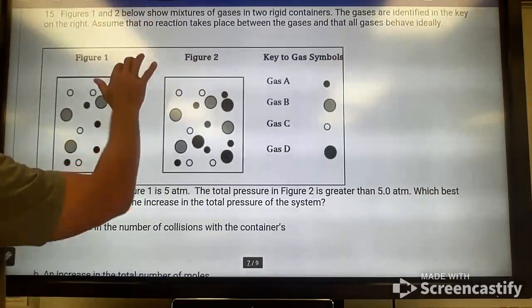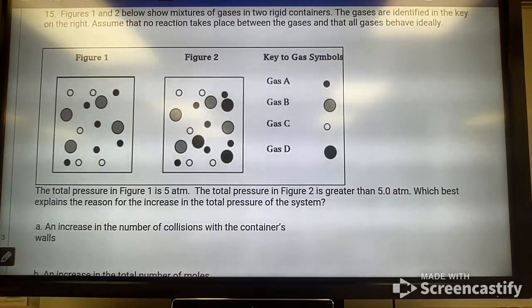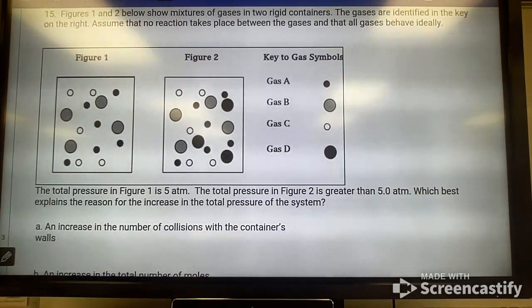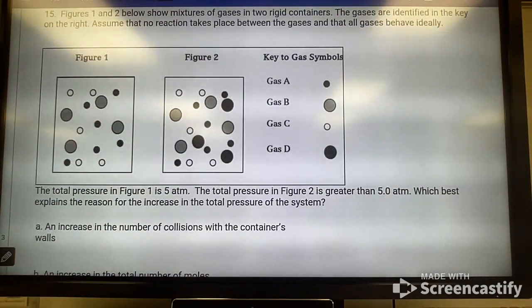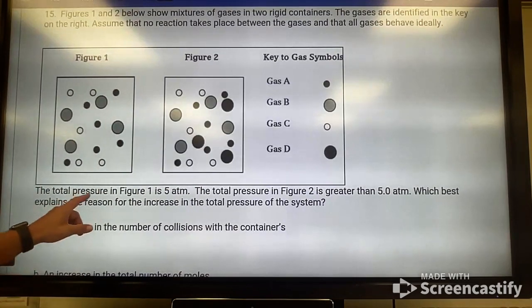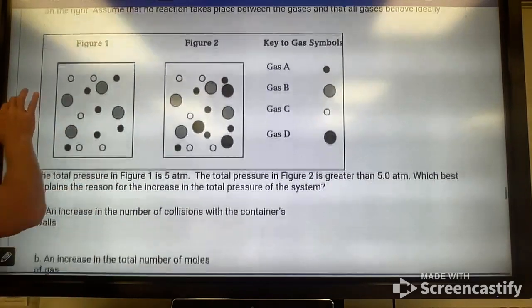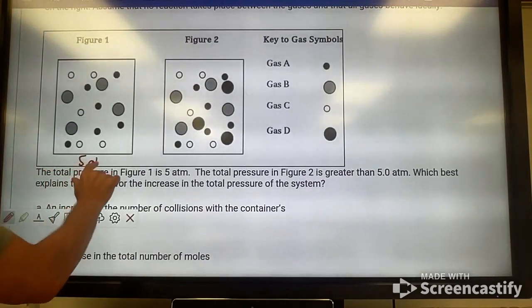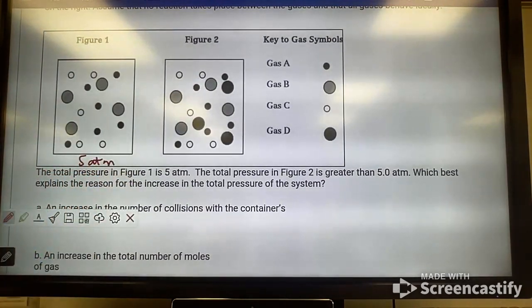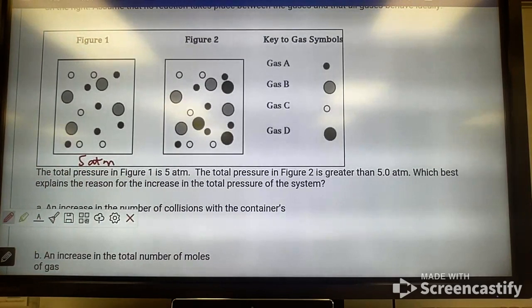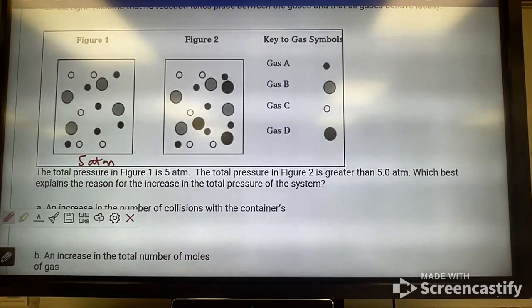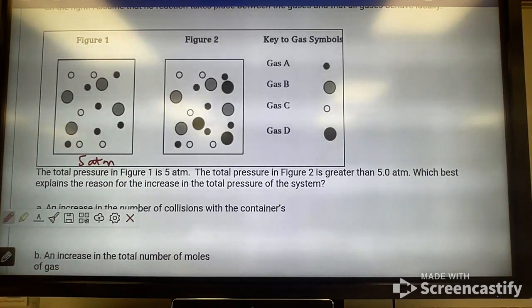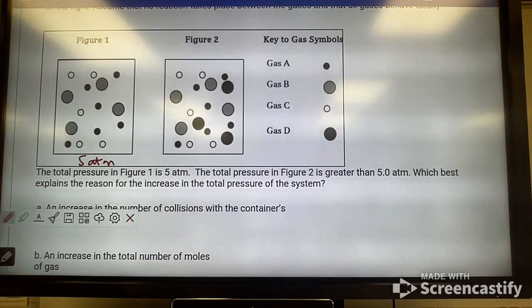And last one here, I think, shows a mixture of two gases, two rigid containers. The gases are identified in the key on the right. Assume that no reaction takes place between the gases. All gases behave ideally. Total pressure in figure 1 is 5 atmospheres. Total pressure in figure 2 is greater than 5 atmospheres, which best explains the reason for the increase in total pressure of the system. Well, let's count the number of molecules.